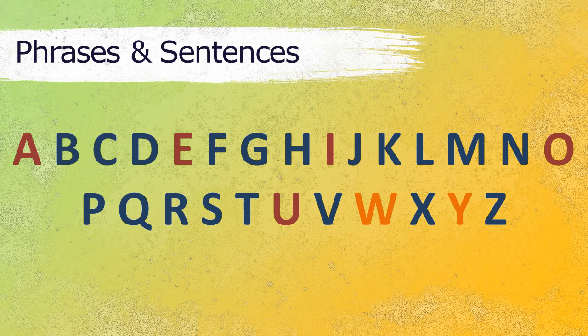Another example: sky, S-K-Y. Cry, C-R-Y. My, M-Y. Here also Y gives the sound of a vowel. That is why W and Y are sometimes considered semi-vowels.